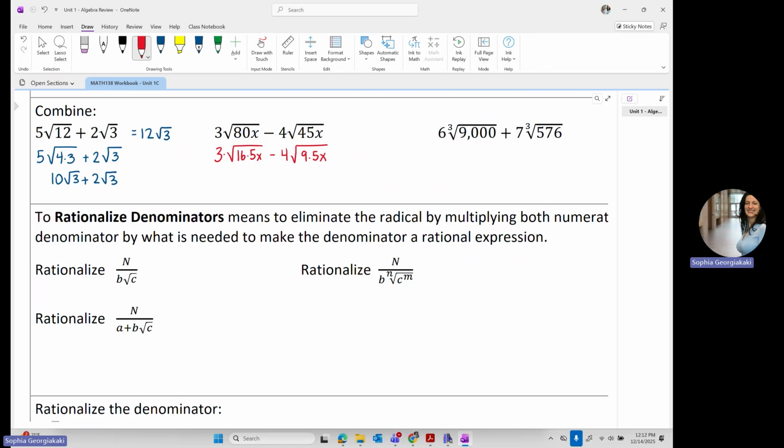In the radicand, in the root, 3 times the square root of 16 is 3 times 4. So 12 square root of 5x minus 4 times the square root of 9, which is 4 times 3. That's another 12 square root of 5x. And 12 square root of 5x minus 12 square root of 5x will be 0.